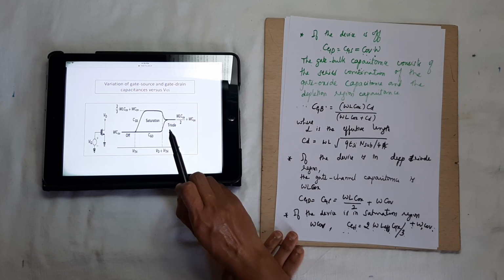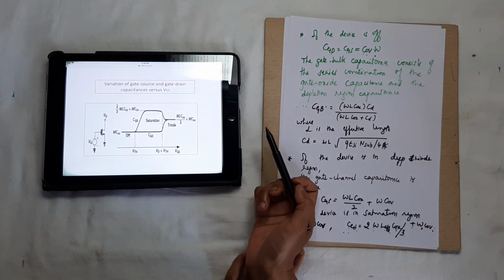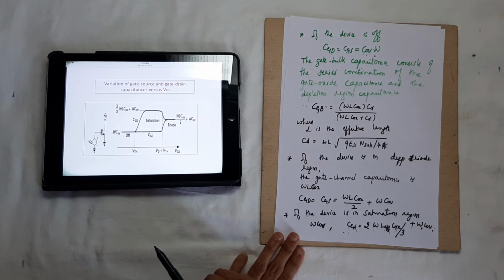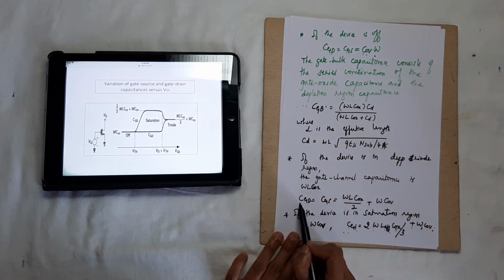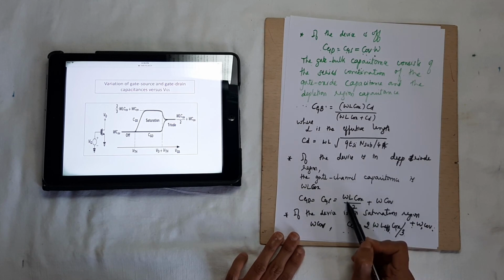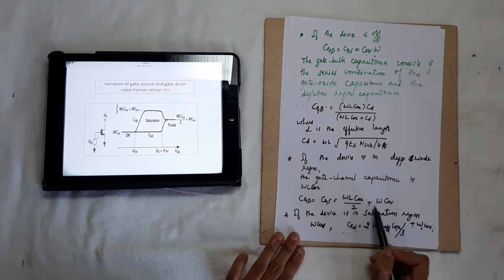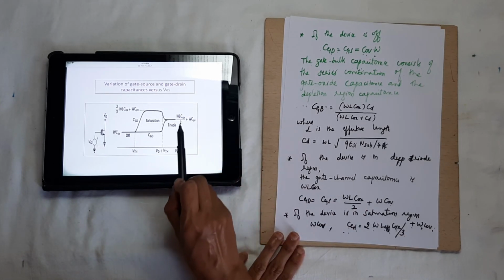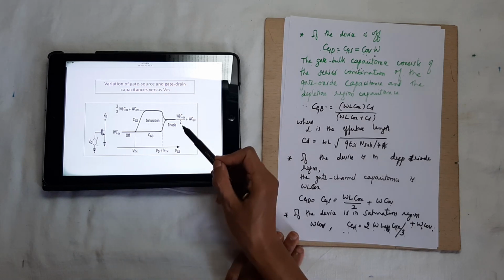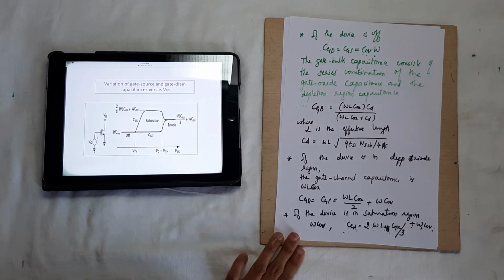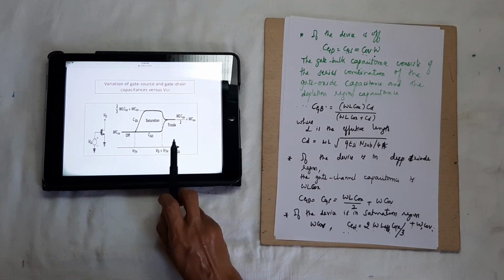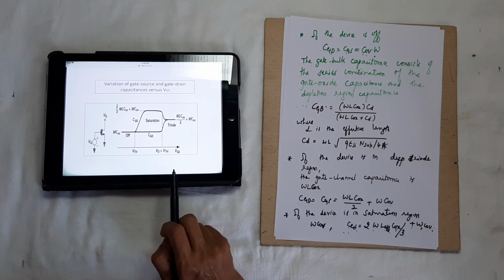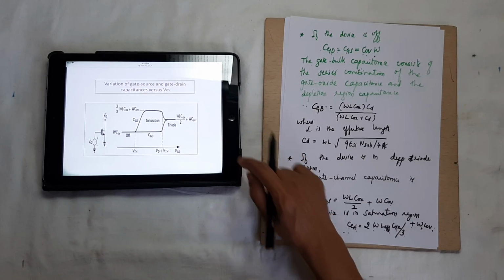Now, in the triode region, how are CGS and CGD related? They are equally divided into 2. See, in triode region, CGD is equal to CGS is equal to WL Cox divided by 2 plus W into COV. Therefore, in the triode region, the graph is represented like this, and the capacitance equation is WL Cox by 2 plus W into COV. This is how we can represent the various MOS capacitances with respect to VGS. Thank you.